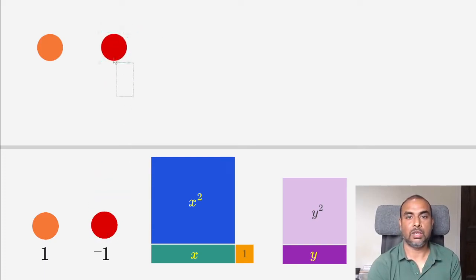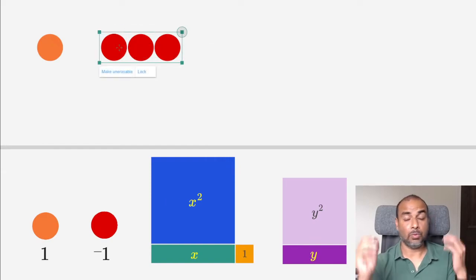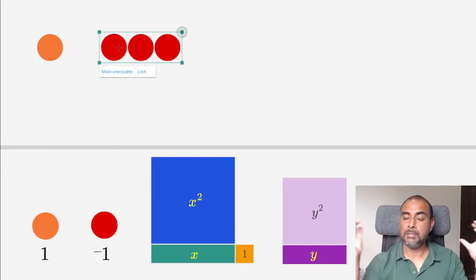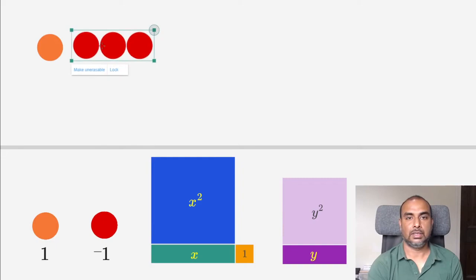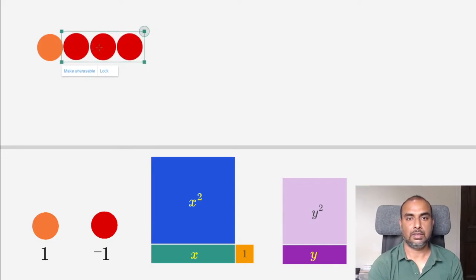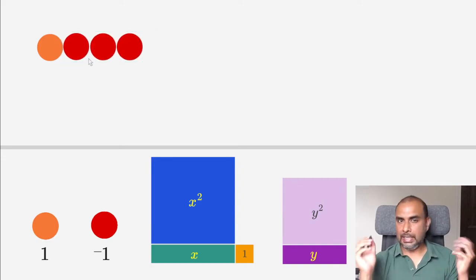So we can push 1 with negative. If there are 3 red counters, I can call that -3. And again, what does it mean to add 1 with -3? It means to push them together. 1 and -3 push together.